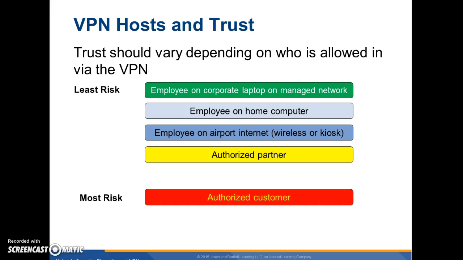Authorized partners and customers are more of a risk because there is no expectation of corporate policy controls. One has to assume they will act autonomously and may represent an increased risk.